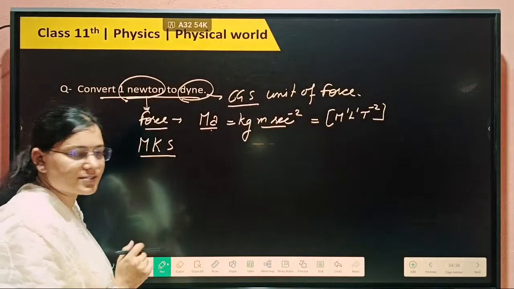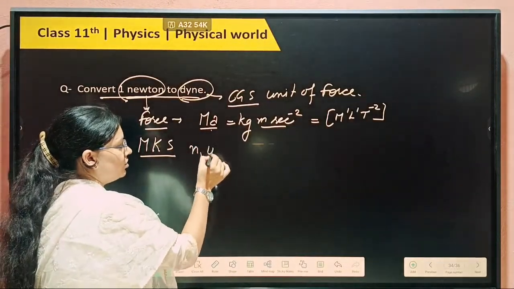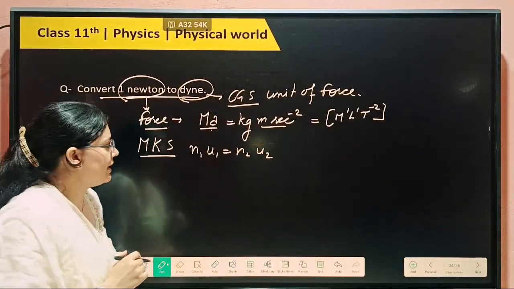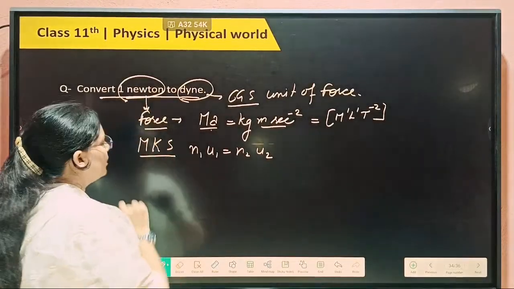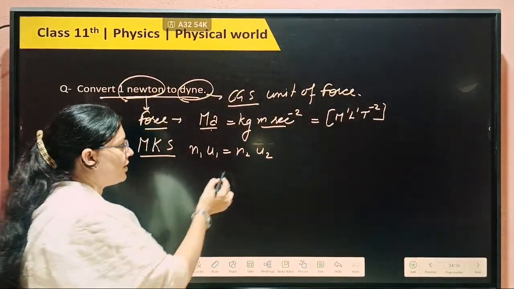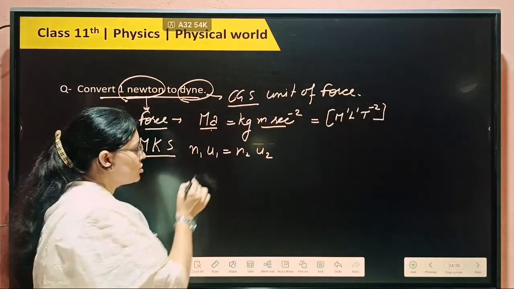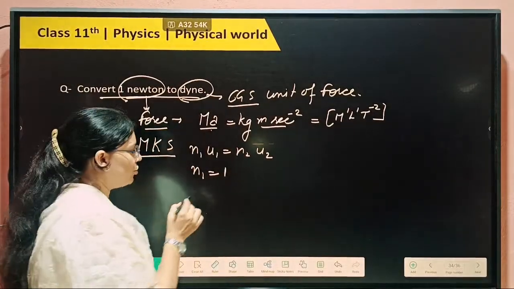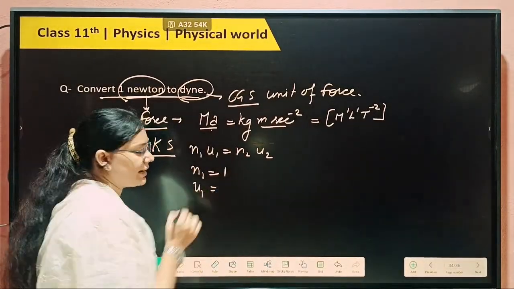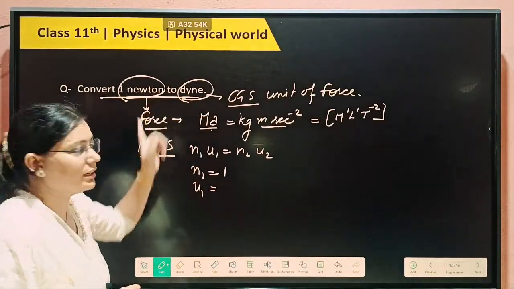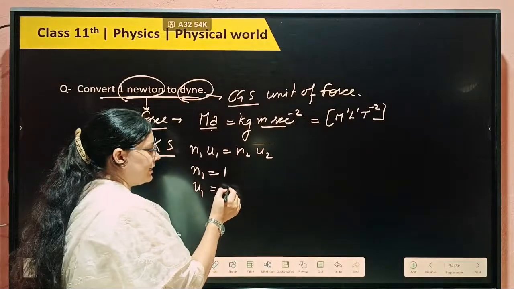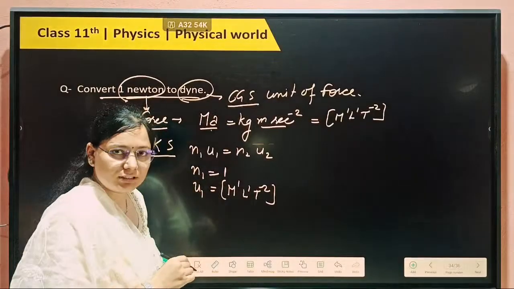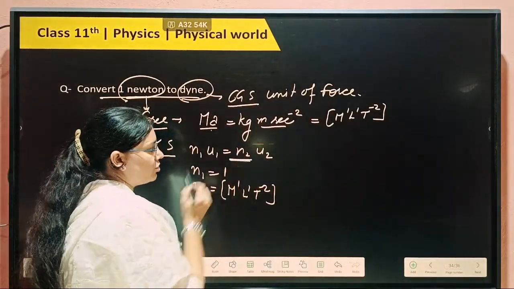I told you the general syntax: we will write n1 u1 here and n2 u2 here. Clear? Here it is already given that 1 Newton equals how many dyne. You have to find out how many dynes are in 1 Newton. So let us take n1 equal to 1 only, that is 1 Newton. So u1 we can write as the dimension formula for the Newton, that is m1 l1 t minus 2, like this. Clear?